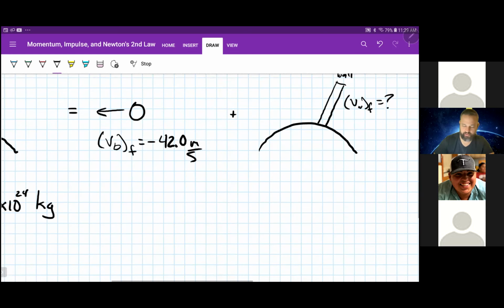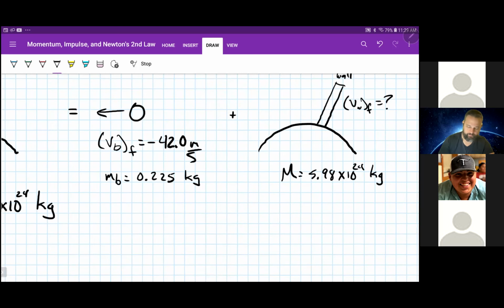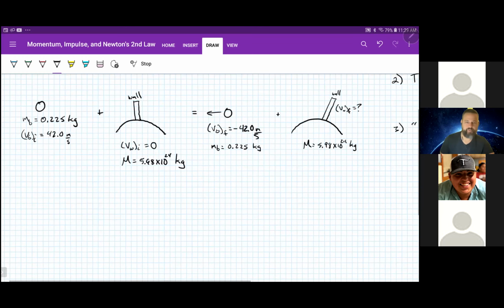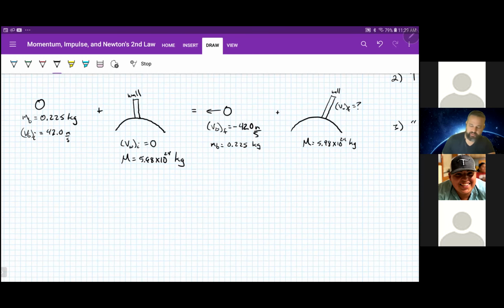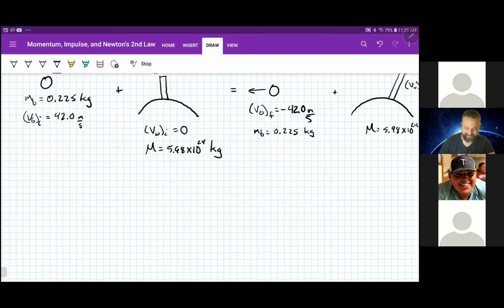And the mass of the Earth is still the same. So mass is still 5.98 times 10 to the 24th. And the mass of the ball is still 0.225 kilograms. And that's the setup, right? Kind of a silly little problem, but it's somewhat realistic.